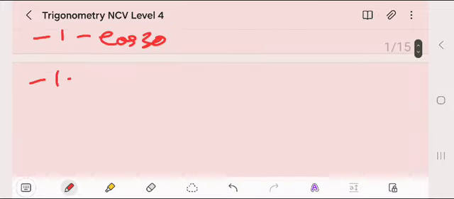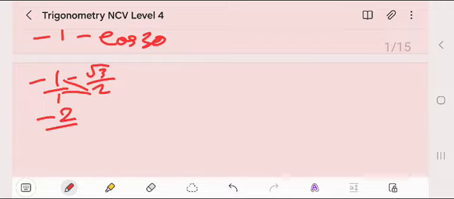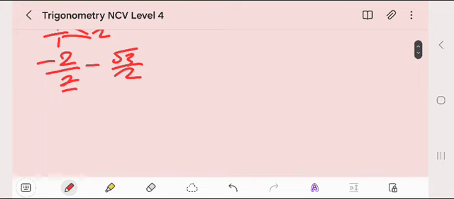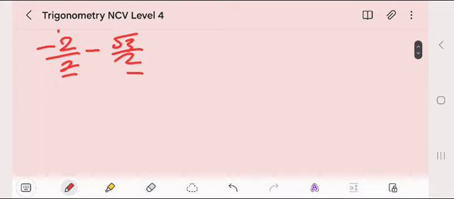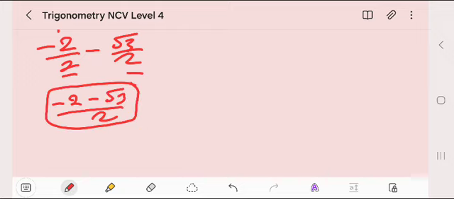Here I have minus 1 minus cos 30, which is a special angle, the square root of 3 over 2. Then let's play around with our math. I can simply say this is the same as over 1. We'll multiply there by 2. We'll have minus 2 over 2 minus root 3 over 2. Since the aim was to have the same denominator, I can have minus 2 minus root 3 over 2. This is what we have so far. Yeah, we're done there.